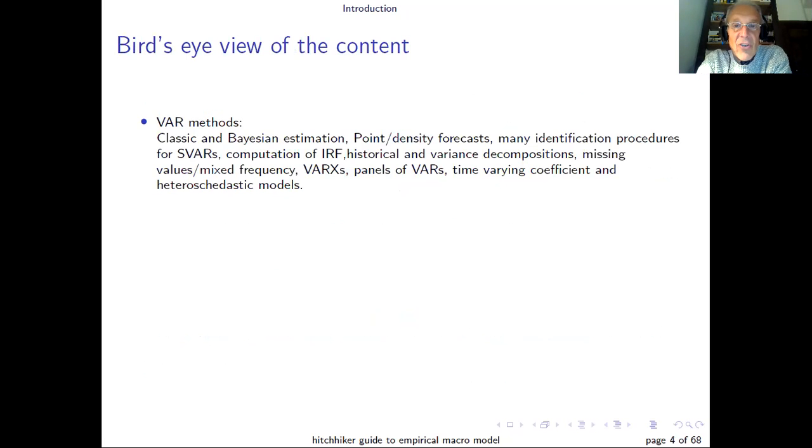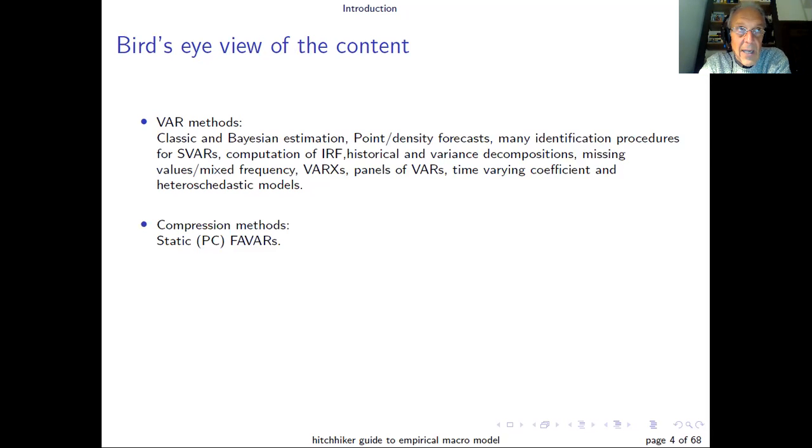So let me give you a general overview of what is in the package. There's going to be estimation of VARs, and the estimation of VARs will be either classical or Bayesian. You can do a lot of stuff. You can do different identification procedures. You can compute the impulse responses, variance, and historical decompositions. You can do point and density forecast, as I already said. You can deal with missing data or mixed frequency of data. You can run VARs with exogenous variables. You can even have panels of VARs, and you can deal with time-varying coefficient and heteroscedastic models.